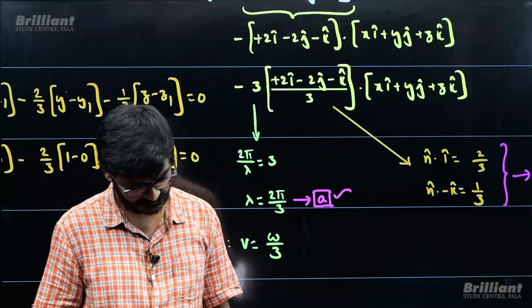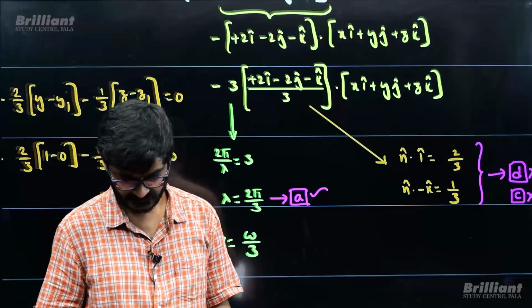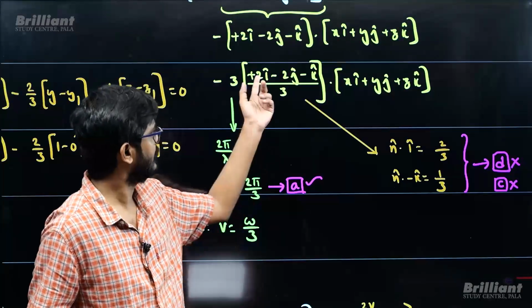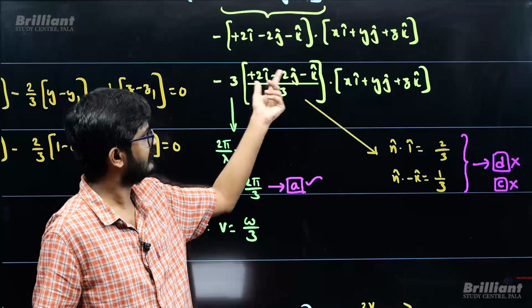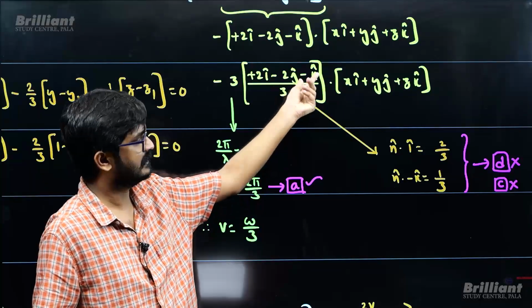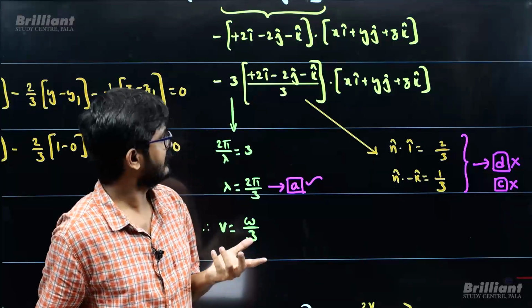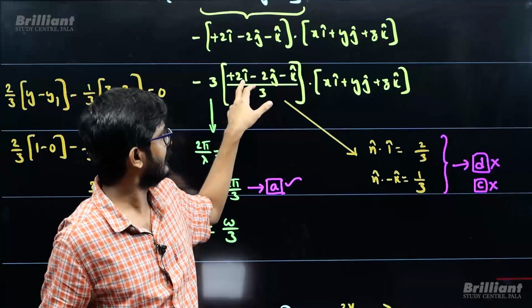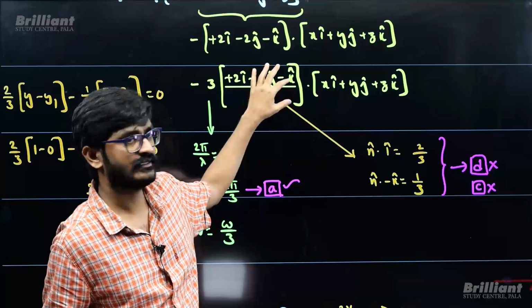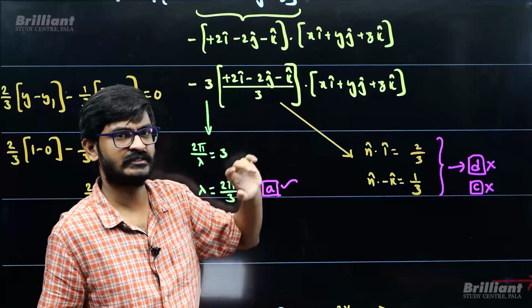Now the wave vector is making some angles, right? The unit vector is 2 i cap by 3 minus 2 j cap by 3 minus k cap by 3. Now how much angle is it making with the x axis? So I need to take the dot product with i cap. This is the vector. Now what is the angle between this vector and i cap?